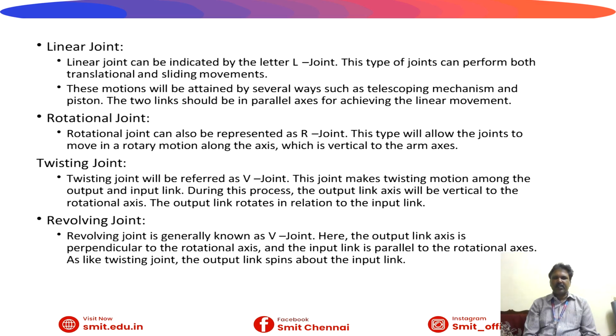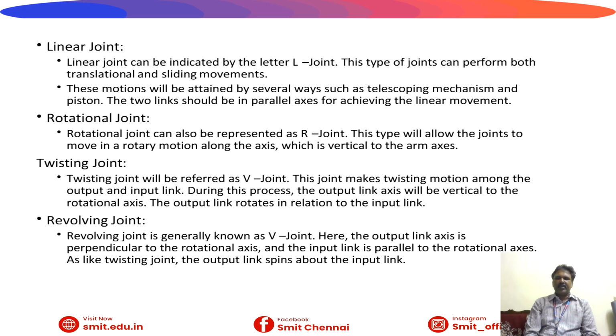Then the revolving joint is generally known as the V joint. Here the output link axis is perpendicular to the rotational axis and the output link is parallel to the rotational axis. As with the twisting joint, the output link spins about the input link. That is called a revolving joint. One important point is that the output link spins about the input link.